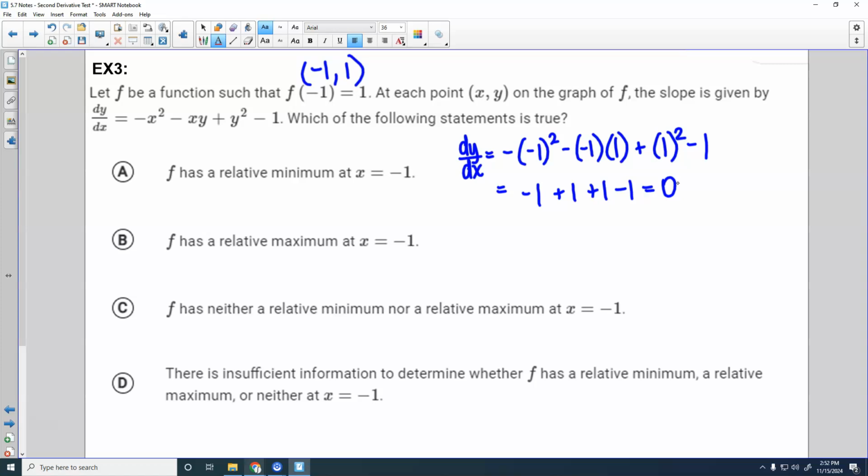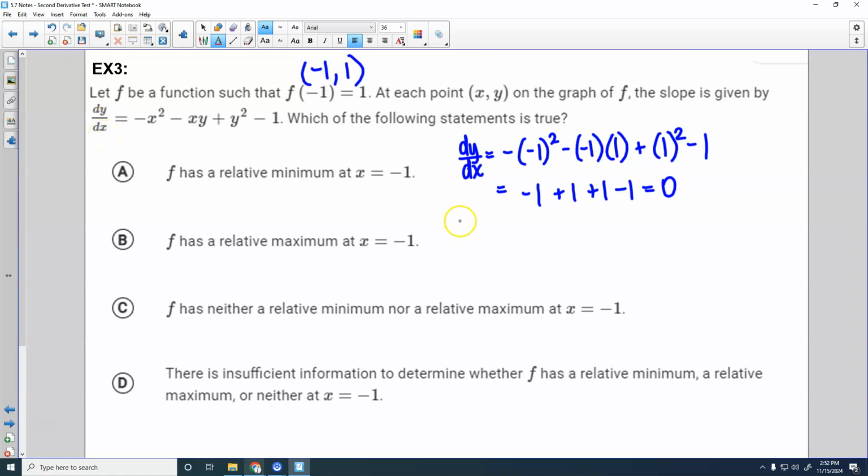Okay, which is good, because if it gave us anything besides 0, we would have to say that there's neither a relative maximum or minimum there, because if our first derivative does not equal 0, we're not going to have a maximum or minimum point. But our first derivative does equal 0, so now we can think about the second derivative in this case.